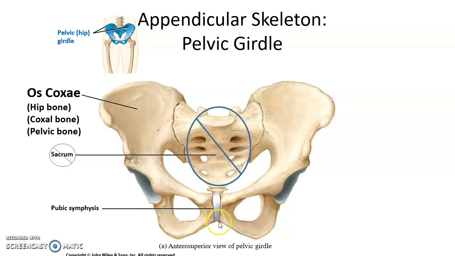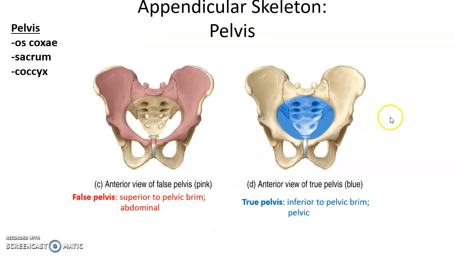We also have the pubic symphysis, the cartilaginous joint that attaches the two os coxae to each other. Then we have the pelvis. The pelvis is the right and left os coxae, the sacrum, and the coccyx. So the bones that help to form the pelvic cavity.